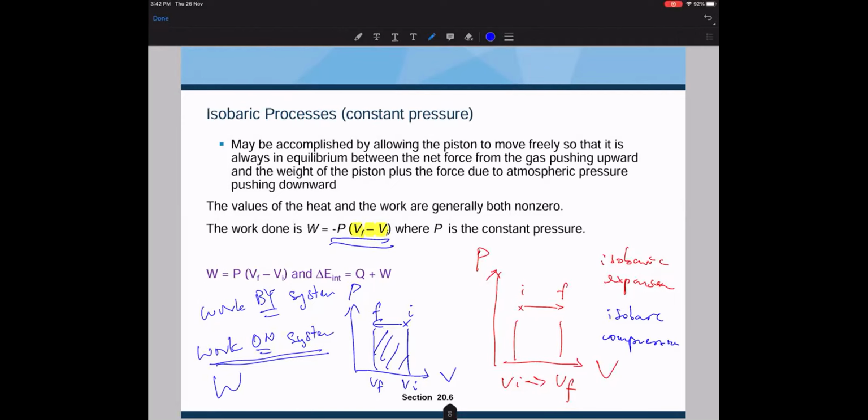Notice the playing of the words on and by in this case. So W, work done, generally is work on system. So a positive value of W means that the external environment works on the system. Negative W means that the work on the system is negative, meaning the external environment actually gains energy. Where does the energy come from? It must be coming from the system. So that is how we distinguish between the two things.